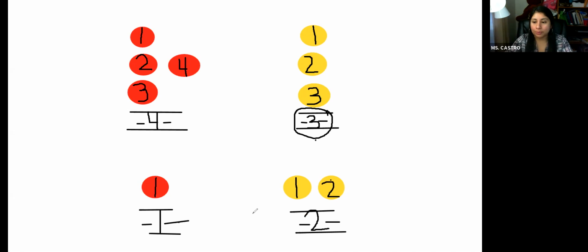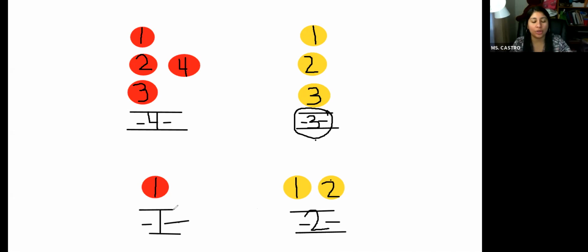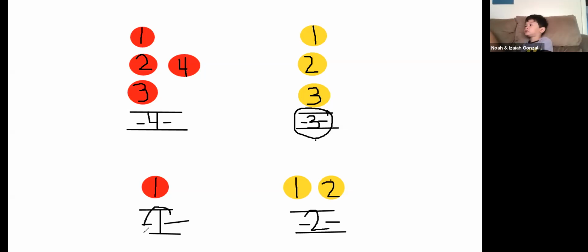Now look at both groups, boys and girls. We have 1 red and 2 yellow. Looking at the 2 numbers, which number is less? Which number is smaller? Skyla, can you help us out? Which number is less? 1. 1, correct. So the number 1 that you wrote on the line, boys and girls, you're going to circle that number.